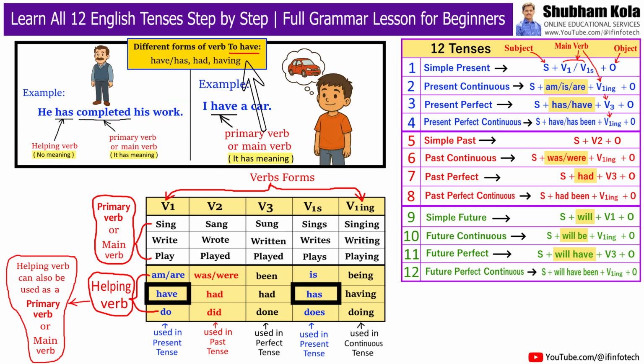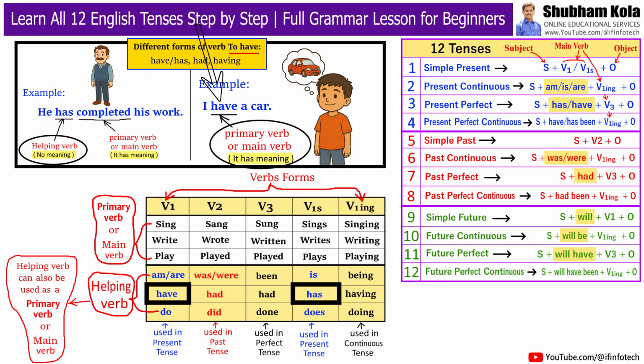Now let's move to the verb to have. You all know the word have or has, right? See this sentence. He has completed his work. Here has is just a helping verb. It's supporting the word completed. That's why we don't translate has in this sentence. We focus on the action which is completed.